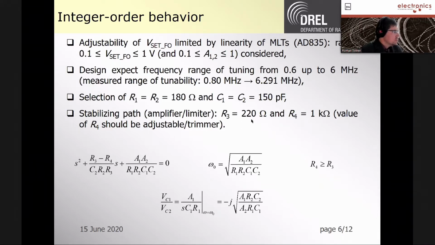So the stabilizing part for the initial settings includes these values of resistances, but R4 should be a precisely designed adjustable trimmer, which initially sets the startup of oscillation. The characteristic equation of this oscillator has the typical form. We can see that if both gains are equal, they allow linear control of the oscillating frequency.